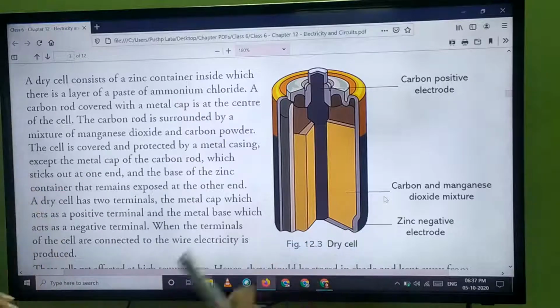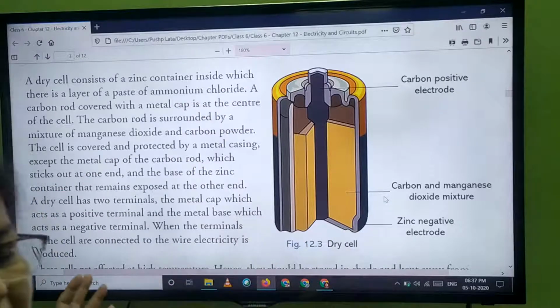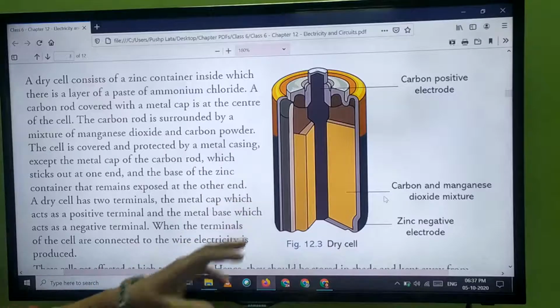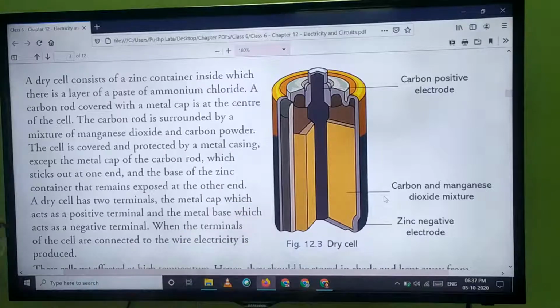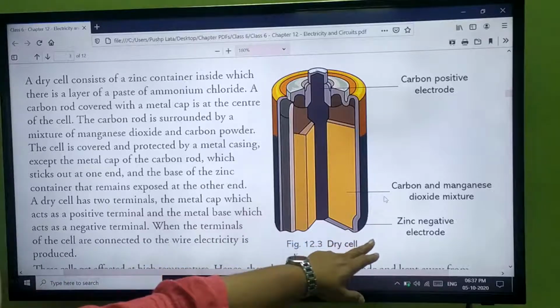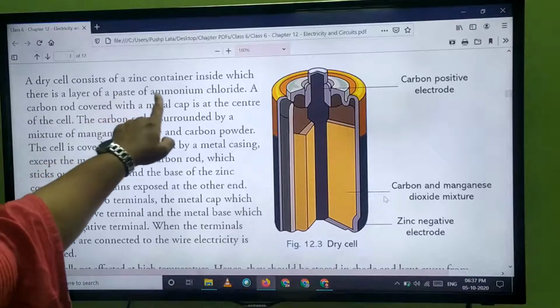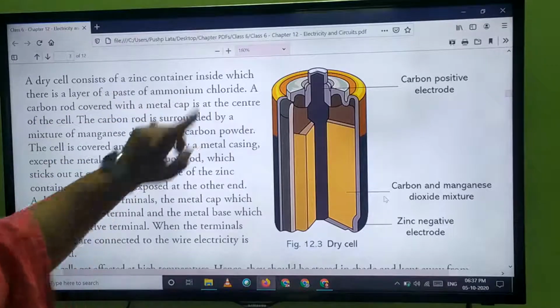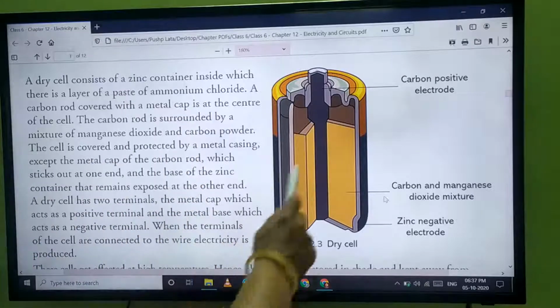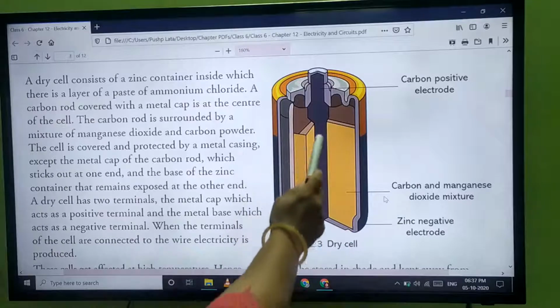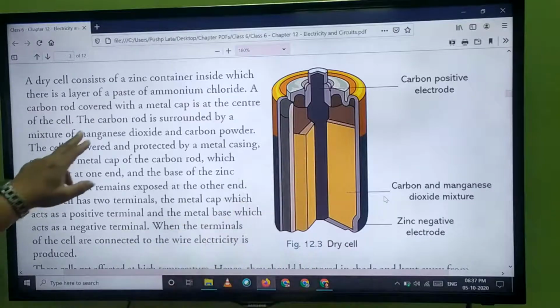As you can see, cells have some brand names written on the outside, but if we remove that brand, we find a steel-looking case, and that is made up of zinc, and it behaves like a negative electrode. Inside there is a layer of paste of ammonium chloride. It is a chemical. And you can see here a carbon and manganese dioxide mixture, and the electrode which is made up of carbon.